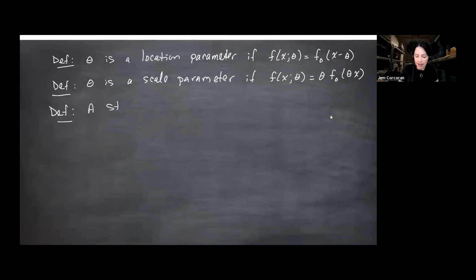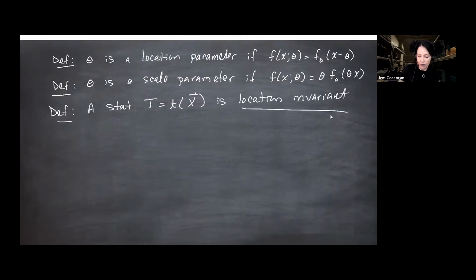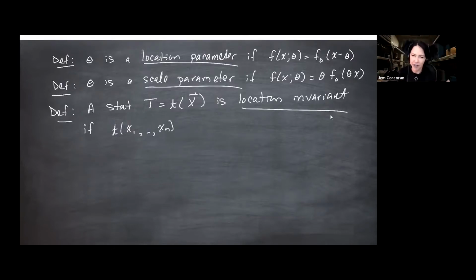A statistic T, which is some function of the random vector, is location invariant if you look at the function t(x1 through xn), I'm using lowercase because I'm just looking at the function, not the random variable, and if you can go through and add something, or subtract, because c could be negative, you'll get the same thing. So this is for all real c.